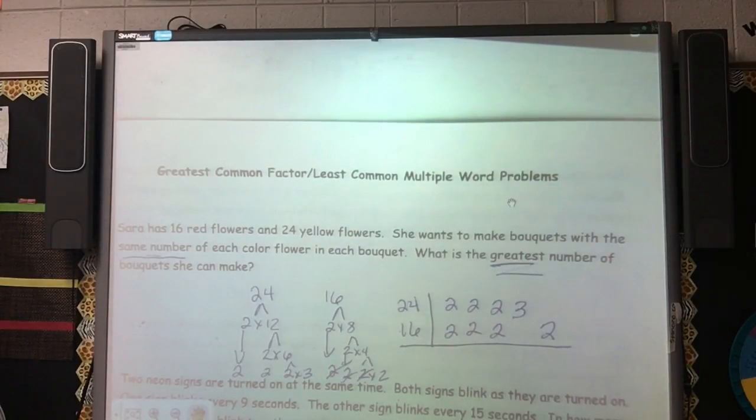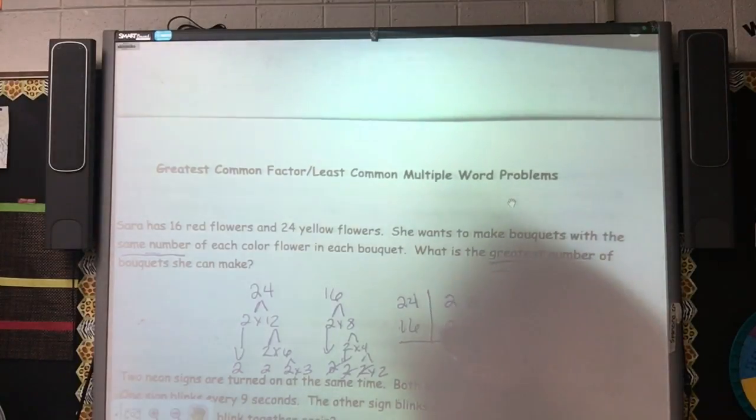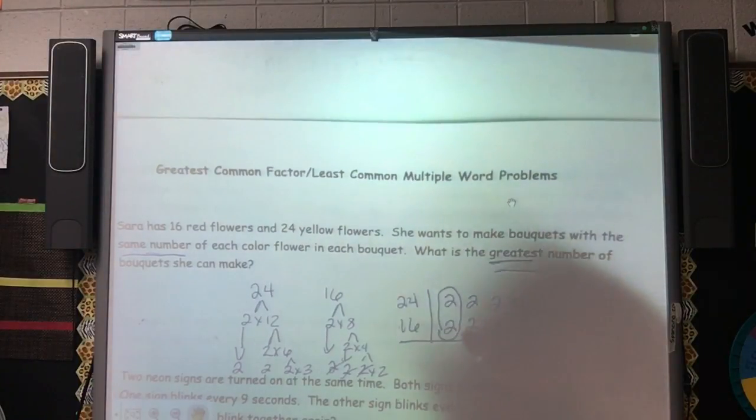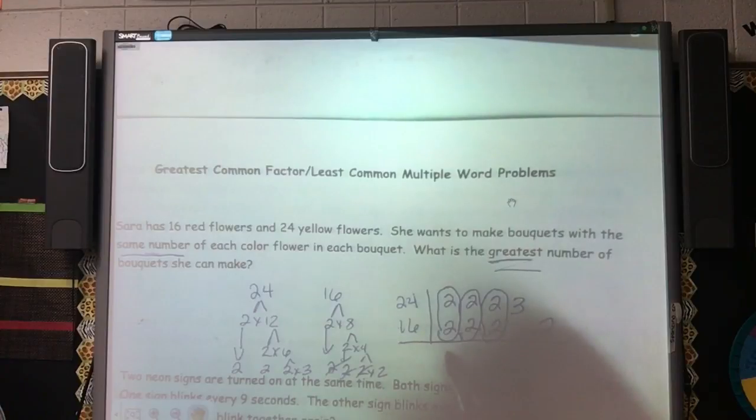Okay, you're lining up what's common. Make sure you line up what is common. You don't want to put a 3 under a 2 or a 2 under a 3. They're not the same. They don't line up together. Okay? Circle your common pairs. Common factor, common pairs. They got to be buddies to come down.